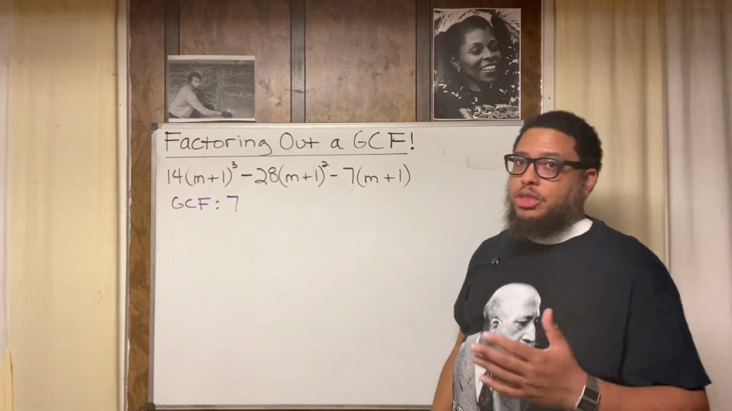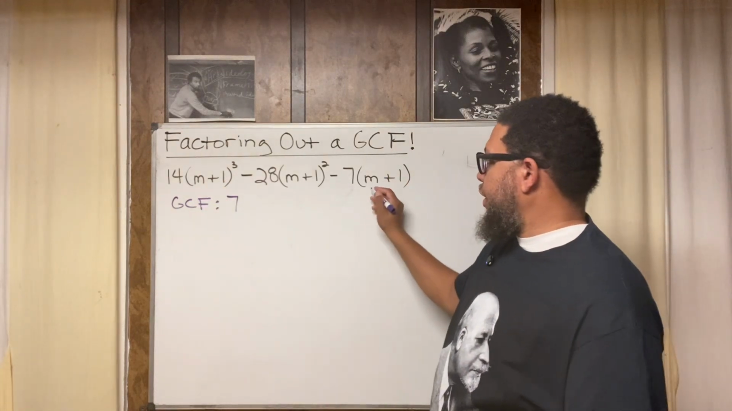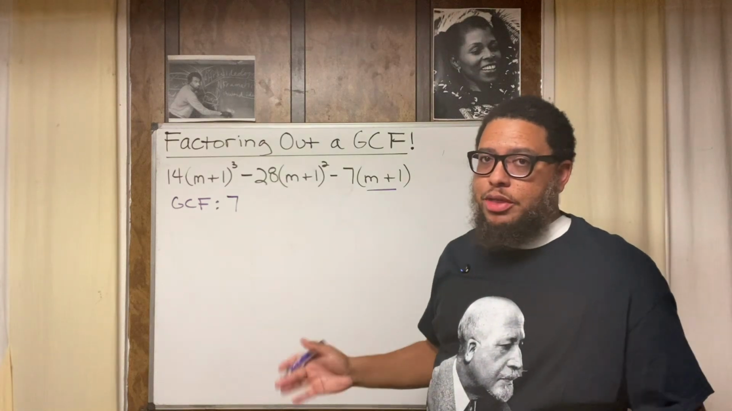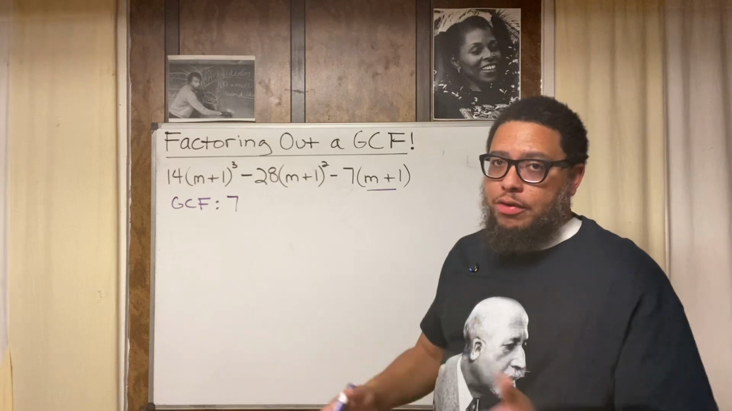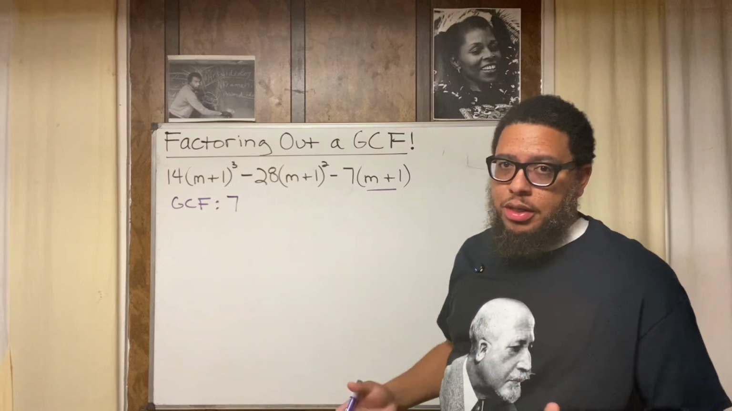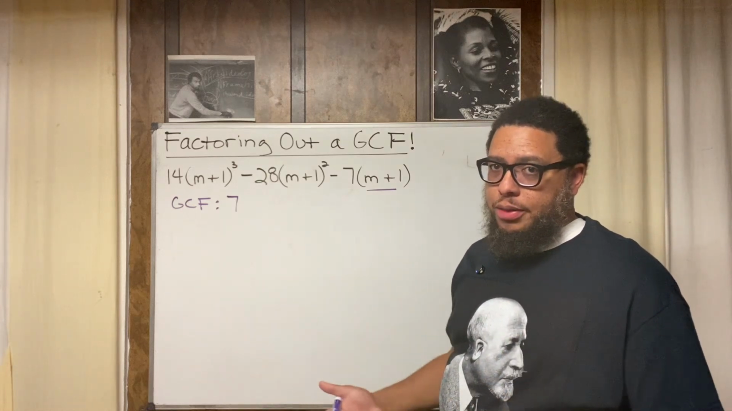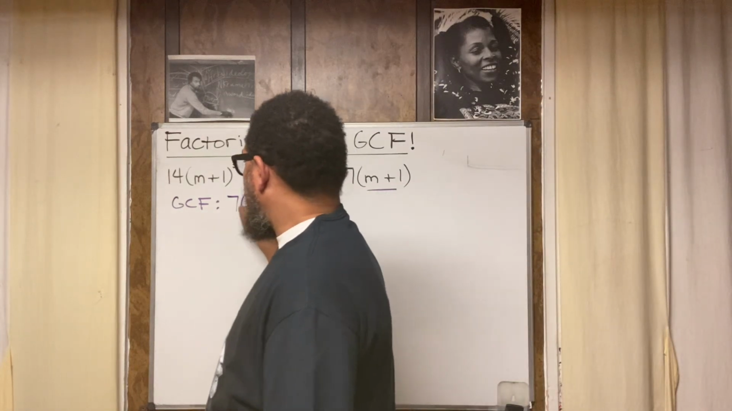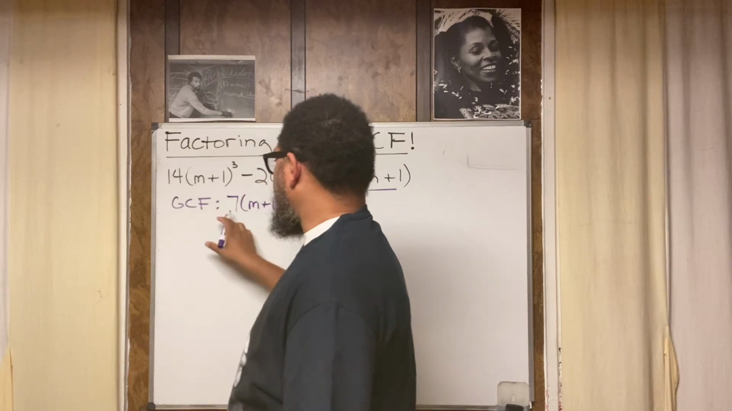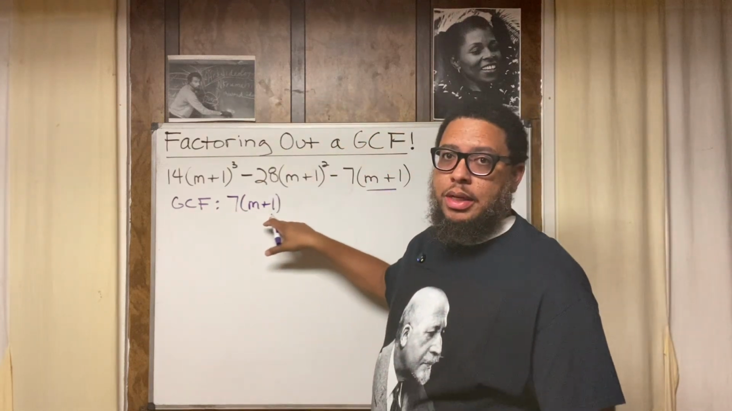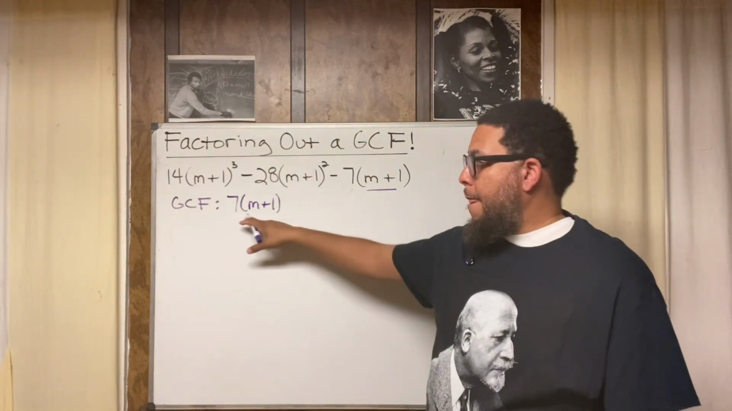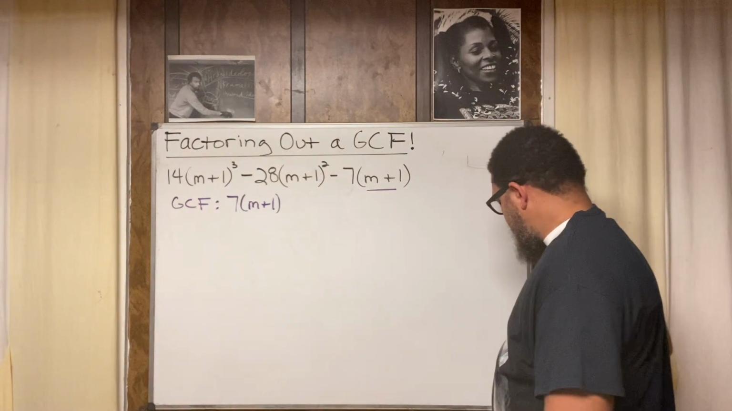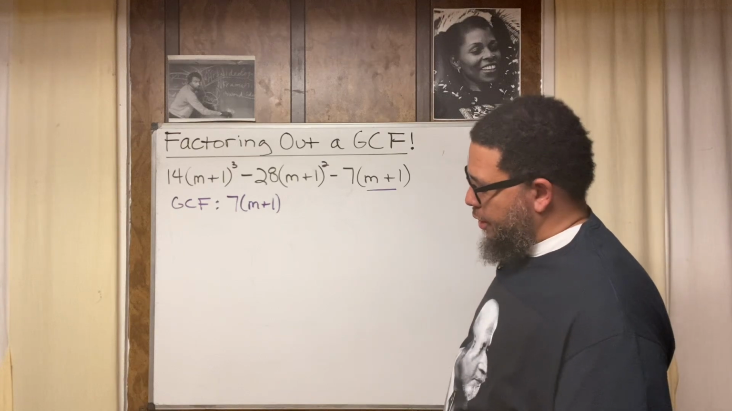You take the m plus 1 with the smallest exponent. That would be this one right here, because that doesn't have an exponent written, which doesn't mean that it has an exponent of 0. It means the exponent is a 1. Whenever you got an expression or a term with no exponent written, that means the exponent is an invisible 1. Make sure you remember that. All right, so we're going to take this m plus 1 and put it next to the 7. So this right here, 7 times the quantity m plus 1, this is our GCF. Now, when we want to factor this, we're going to write the GCF down.